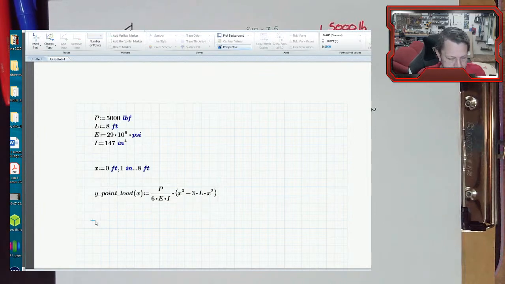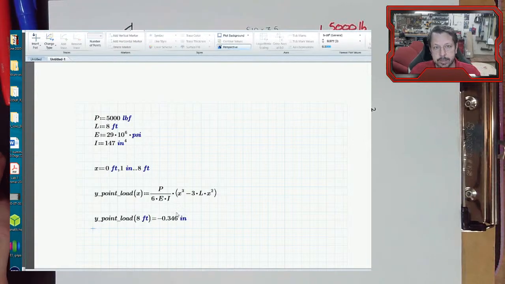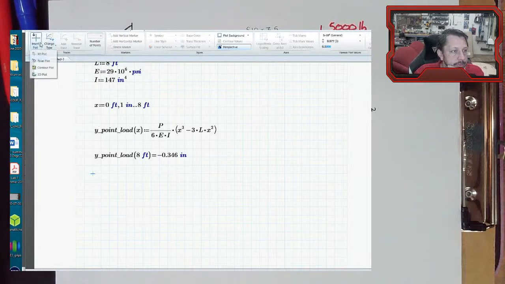Now we can verify if we were correct. So y point load at 8 feet equals, in inches, there's the number we just calculated. But the other thing we can do here, now that it's a function of x, and we have x ranging from 0 feet to 8 feet, counting by 1 inch, is we can plot that, and we can get a shape for the whole beam. So let's insert a plot.